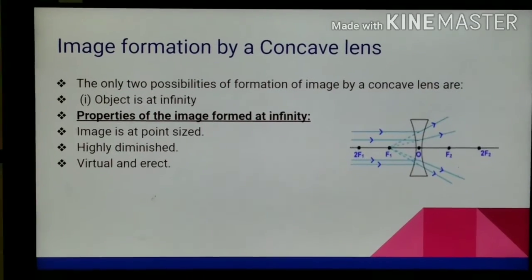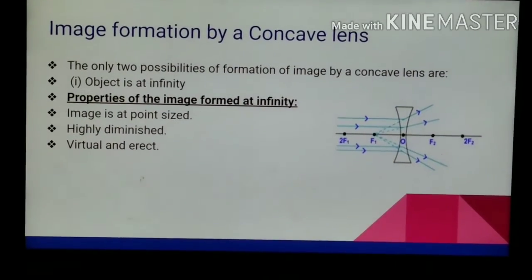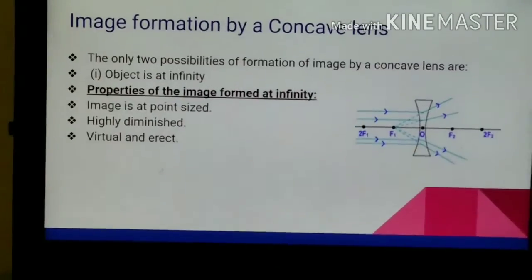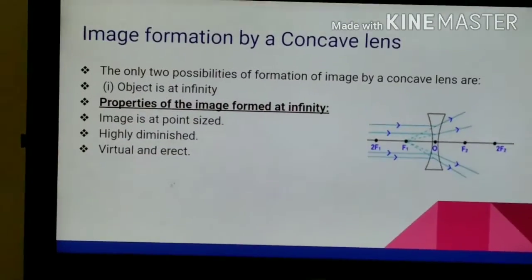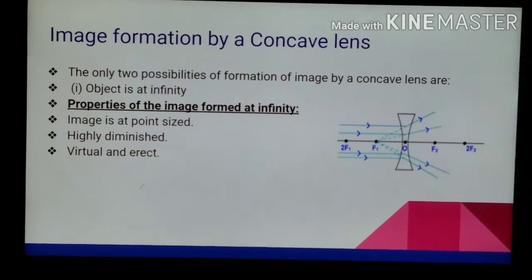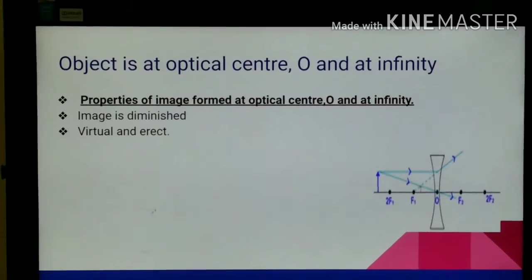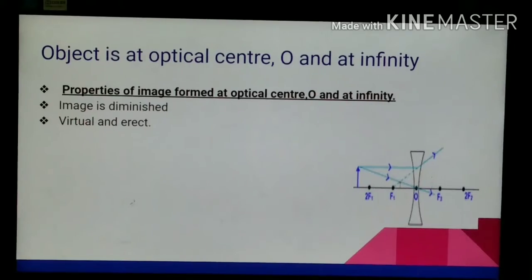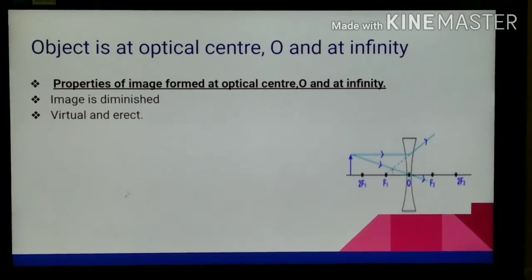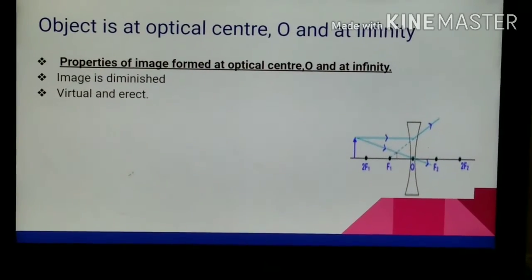Now here you can see the image formation by a concave lens. A concave lens has the possibility of forming only two images. The first one is when the object is at infinity, and the properties of the image are point size, highly diminished, virtual and erect. The second one is when the object is between infinity and the optical center O, and the properties of the image formed are diminished, virtual and erect.